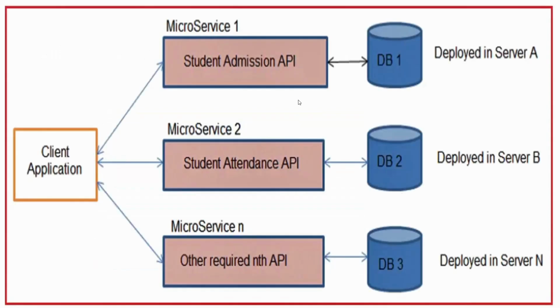So with this diagram, let's try to understand the basic architecture of microservices. Let's say you have a client application which is using multiple microservices for admission, attendance, and n number of other services. By using multiple microservices, you can see each microservice has its own database connection and its own independent database. It is easy to develop and deploy, and that will increase our efficiency.